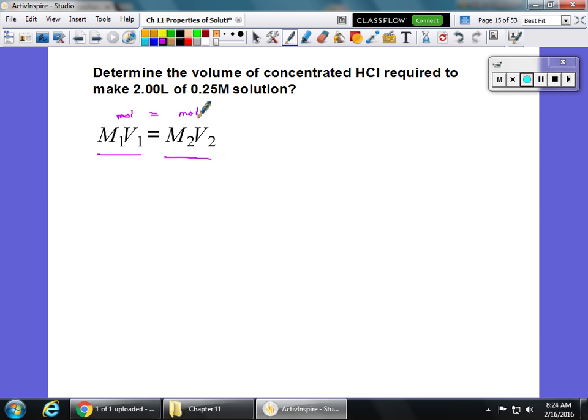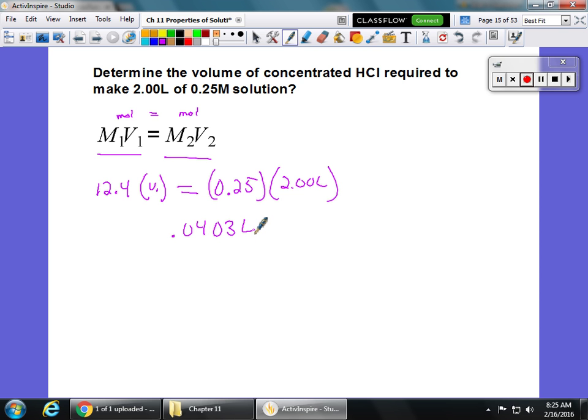So we've already calculated that the molarity of this solution, the concentrated HCl, was 12.4. And we're trying to find the volume of it, that's our V1. And we want to make 2 liters of a 0.25 molar solution. So 0.25, and we want to make 2 liters of it. We do our math, we get 0.0403 liters, which is going to be 40.3 milliliters. You would need to take that and dilute it to a total volume of 2 liters using a volumetric flask.